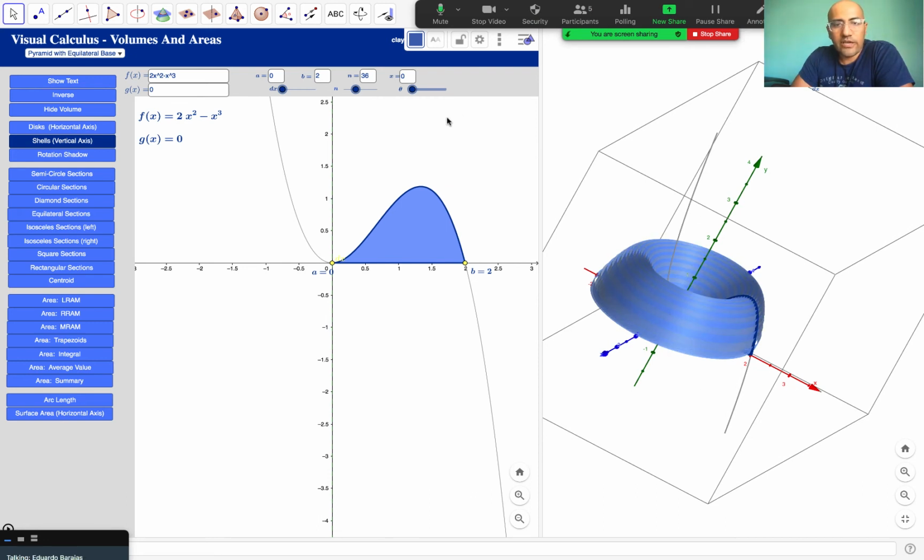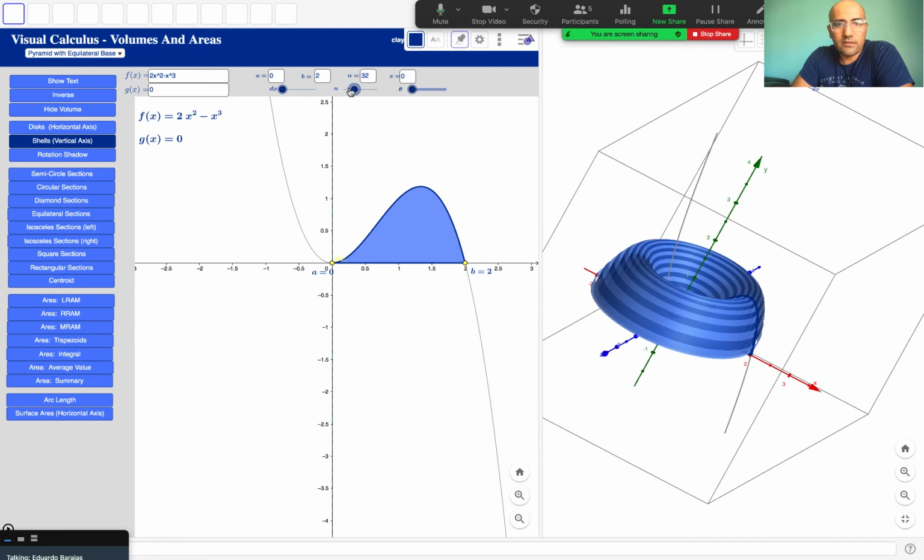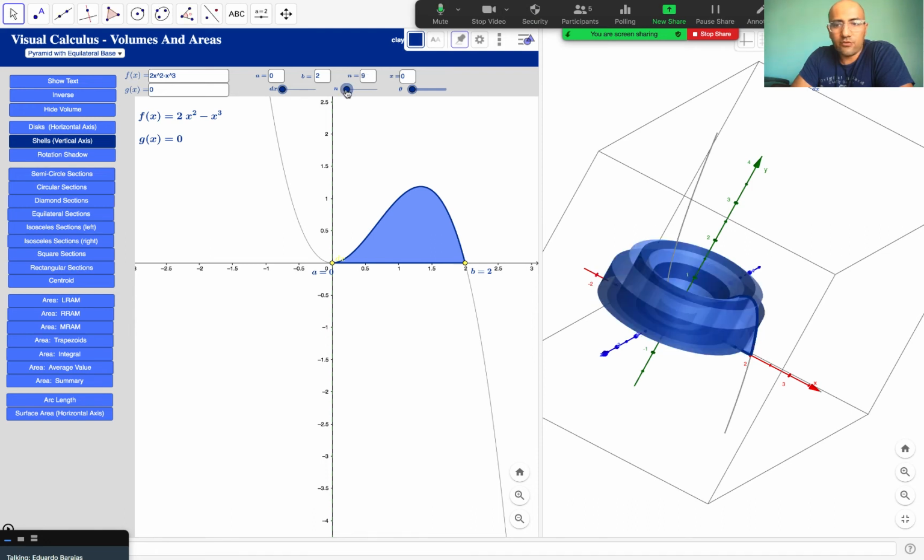And the shells are going to be these rings. So I'm gonna bring this down a little bit so that it's a little easier to see the individual rings. So let's say I have this guy right there.